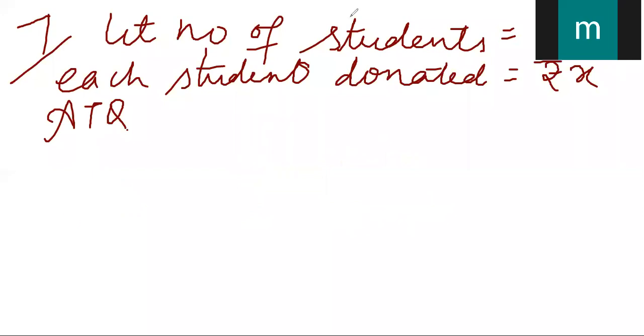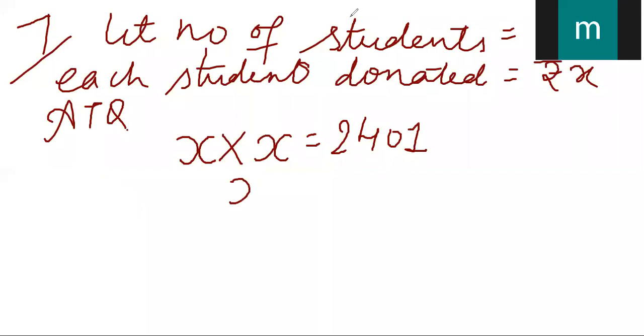If there are x students in a class, one student is giving x rupees, then x students are giving x multiply x rupees, and in total it's given 2401. That means x squared is equal to 2401 here, right? Any query up to this?